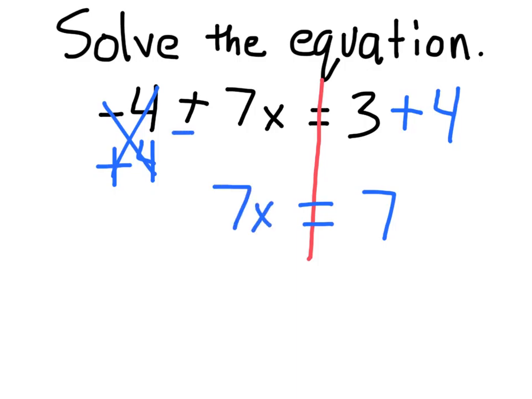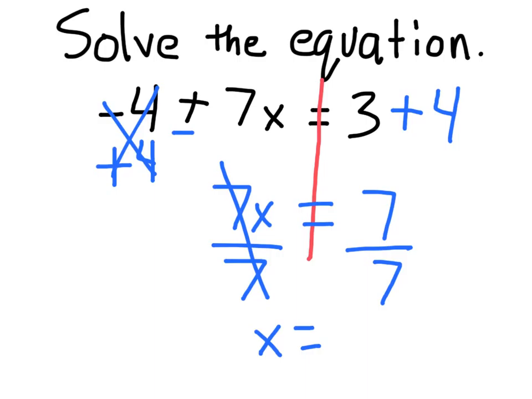so I'm just going to rewrite it as 7x. I'm going to divide the left side by 7. 7 divided by 7 is 1, so I can cancel that out. Divide by 7, and I get x equals 1.